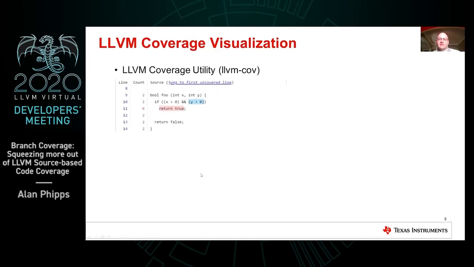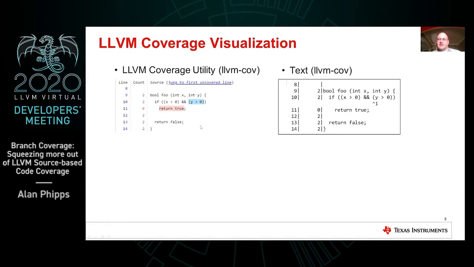Now, when you visualize it using the LLVM Cov utility, you'll get something that looks kind of like this. You'll see the line coverage shown in this count column for every line in the function, and each line has an associated count. There are also highlighted portions here. This y greater than 0 condition is highlighted. You can actually hover over this and get a count for how many times that condition was executed. And of course, the return true is highlighted in red here because its line coverage is 0. In fact, it was never executed.